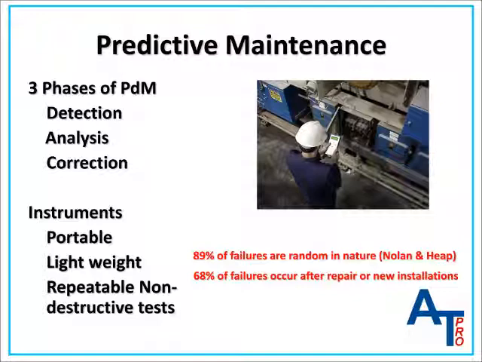Once a faulty machine is identified, the analysis phase is used to more thoroughly identify the problem. This phase may require additional testing or even another technology to determine the severity and cause of the failure. The correction phase requires replacing or repairing the failure and verifying the correction. This is also the ideal time to correct the reason for the failure. Predictive maintenance instruments should be portable, lightweight, easy to use, and perform repeatable, non-destructive testing.